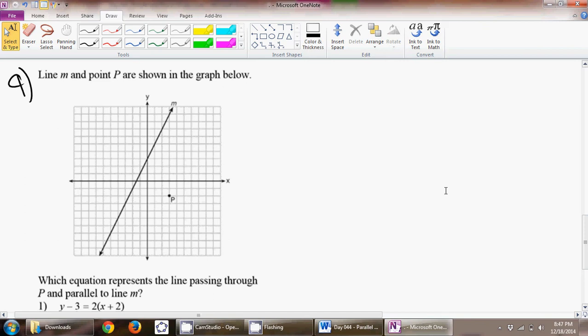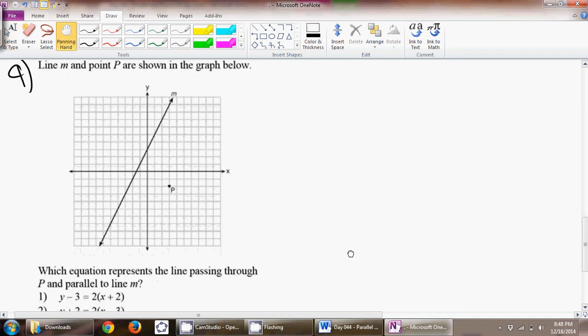I look at it, they give me a graph right there, I already know they want me to work with this thing on the graph. So let's see if doing it visually makes sense. Let's go ahead and read it out. It says line M and point P are shown in the graph below. Which equation represents the line passing through point P and parallel to line M? So two conditions. One, it's got to be a parallel slope. And two, it has to go through point P.